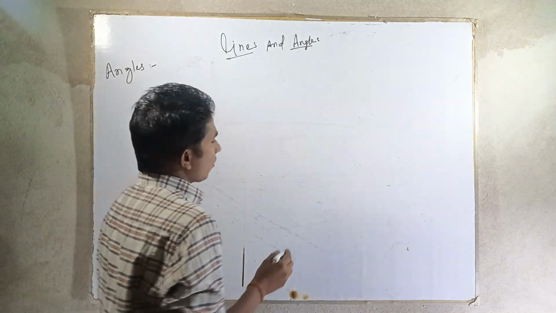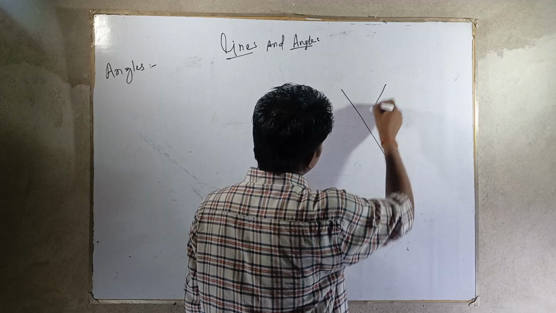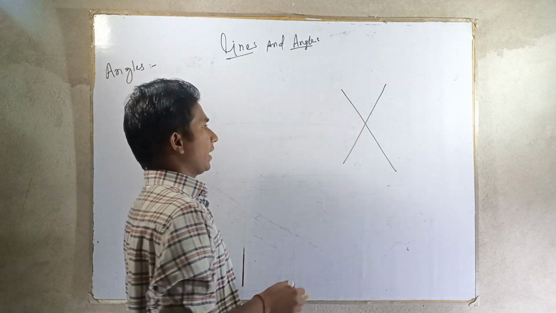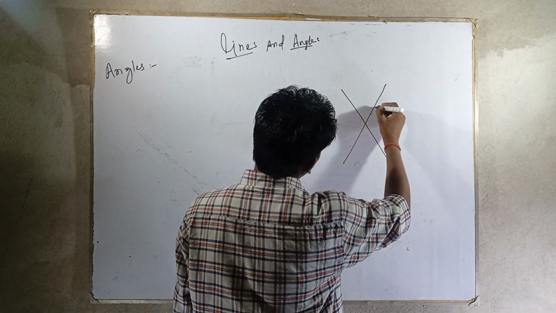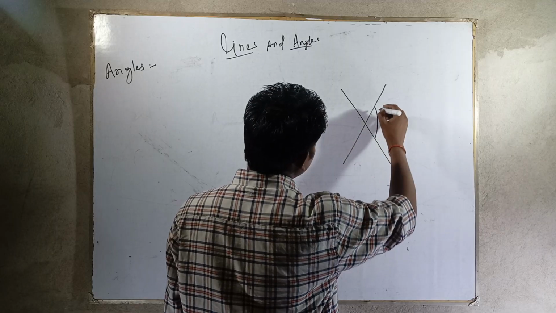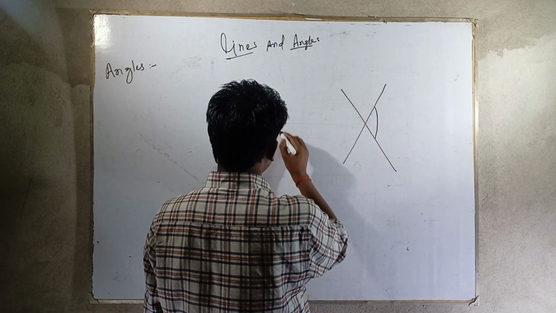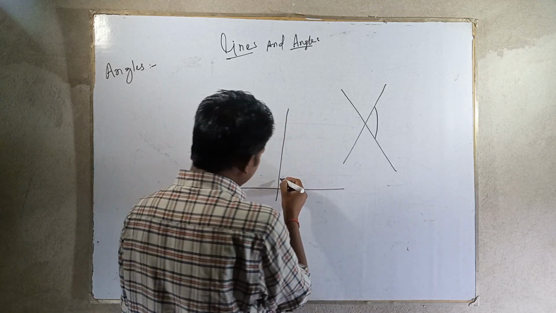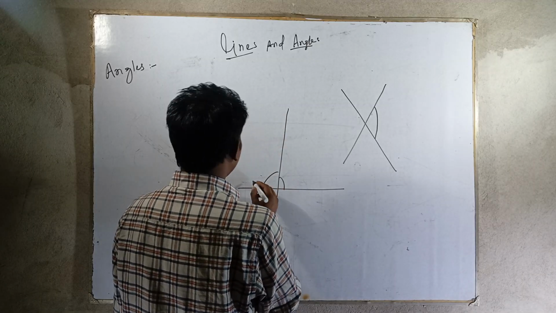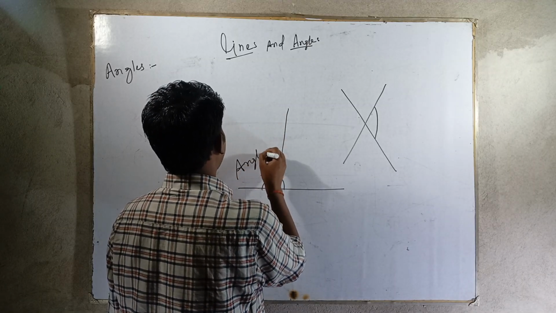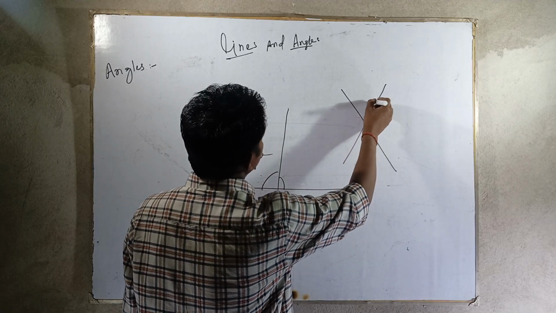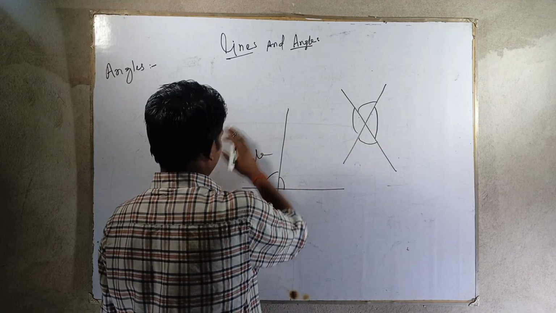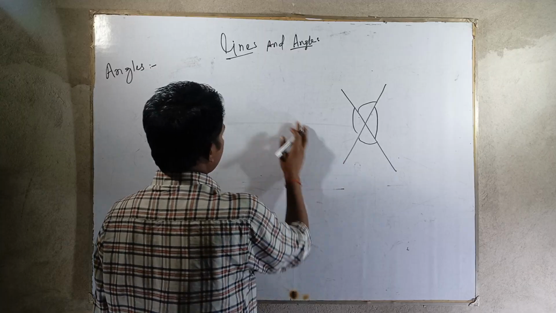An angle is formed when two line segments intersect at a point, a distinct point, and this corner is called an angle. Suppose these are line segments intersecting; this part is called an angle. This is an angle, and this is also an angle. Here there are four angles. So now I will study different types of angles.